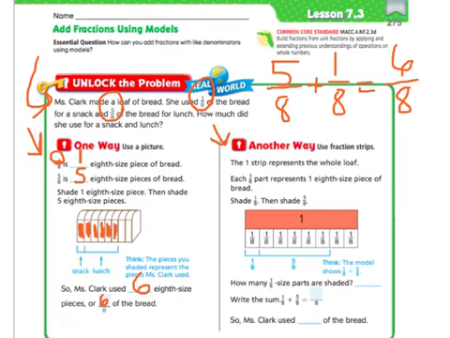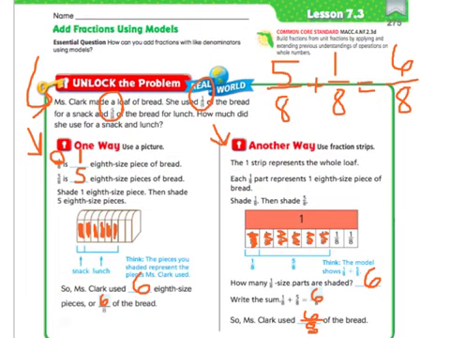Another way is to use fraction strips. So the 1 represents the whole loaf of bread, and then each 1/8 part represents a 1/8 size piece of the bread, so it's like slices. And so we're going to color in our 1/8 that Miss Clark used for the snack, and then we're going to color in 5 more that she used for her lunch. And same thing, how many 1/8 size parts are shaded? 6. So 1/8 plus 5/8 equals 6/8. So she used 6/8 of the bread.